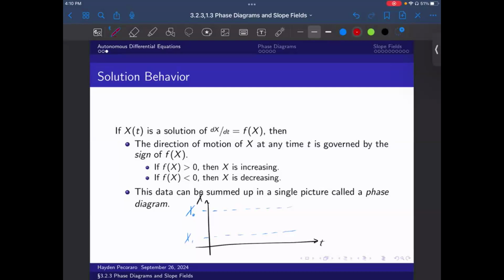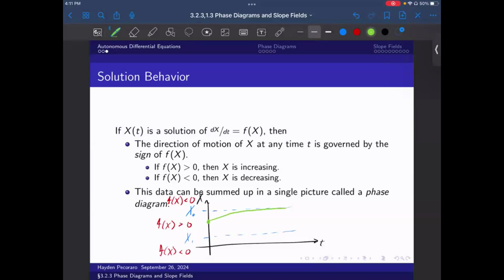And let's say that the derivative, or f of x, is greater than 0 over here, and f of x is less than 0 over there. Running out of space a little bit, but f of x is less than 0 over here as well. Then if I pick an initial value, say at time 0, my function has to be right there, then as I go to the right, my function should increase, and it should increase and try to get closer to this equilibrium solution.